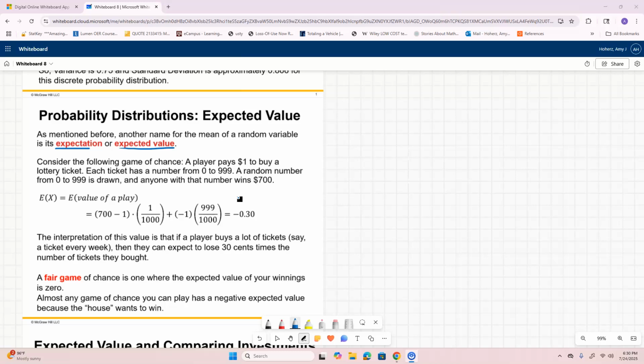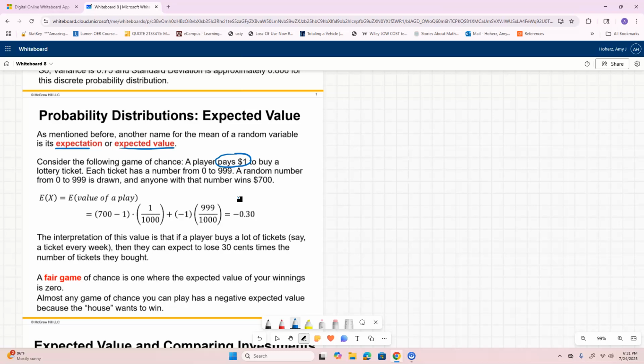So we have a game of chance where a player pays $1 to buy a lottery ticket. So the player's already down -1 because they bought the lottery ticket. Each ticket has a number from 0 to 999, and a random number from 0 to 999 is drawn. And anyone with that number wins $700. Okay, so maybe it's played daily or weekly or something like that, but it's just a $1 ticket.